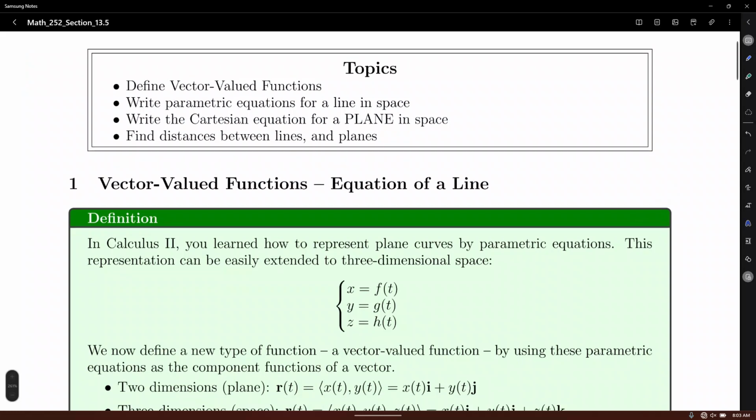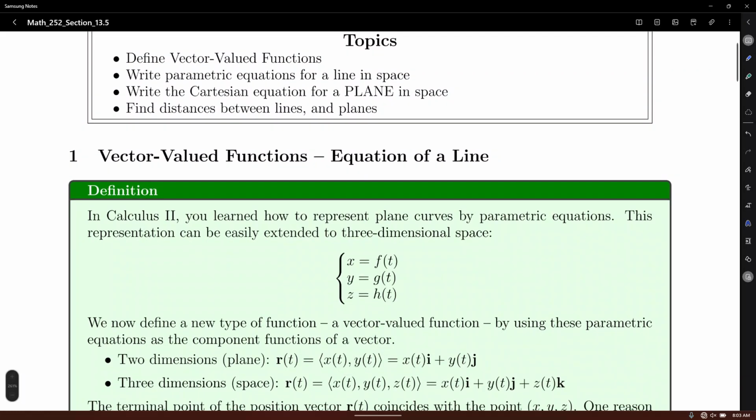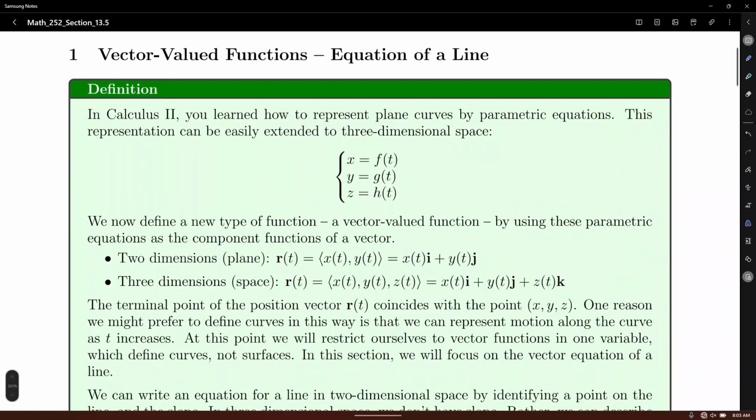We will write the Cartesian equation of a plane in space. We will graph planes in space, in a little bit of 3D graphing, and find distances between a point and a line, a point and a plane, between two planes, angles between planes. We will do a lot of stuff, a lot of analytic geometry, so to speak, in space.